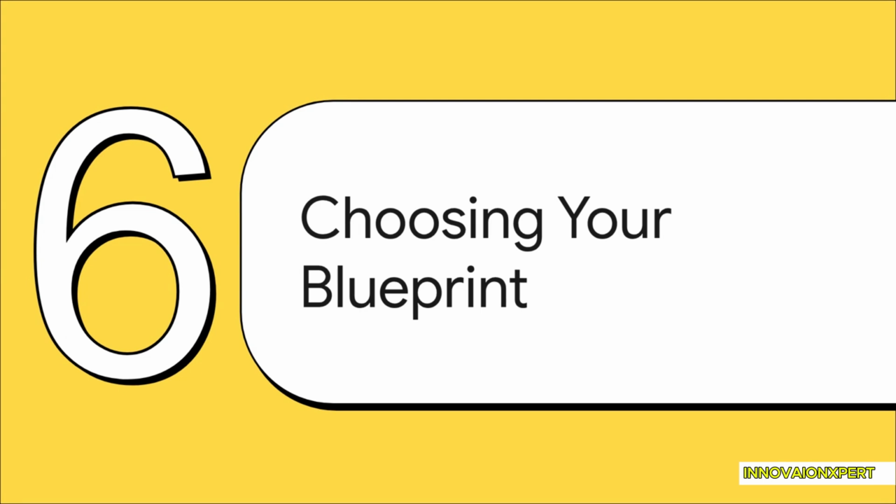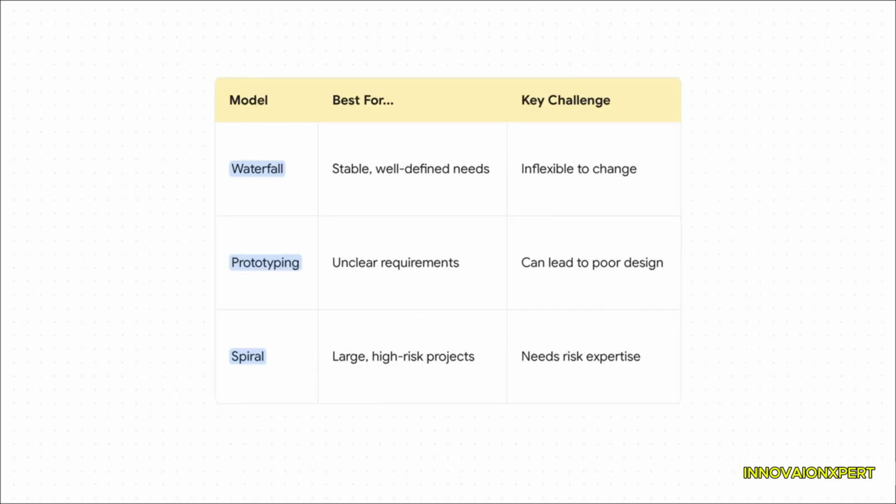Which, of course, leads us to the final and most critical question, right? With all of these different options, how in the world do you pick the right one? So, how do you make that choice? Well, it really all boils down to the nature of the project itself. If your requirements are totally locked in, crystal clear, and you know they're not going to change, then hey, maybe this simple waterfall model is actually perfect. But if the requirements are kind of foggy and unclear, prototyping is your best friend for finding clarity. And if you're tackling some massive, high-risk system, the spiral model gives you that control and risk management you absolutely need.